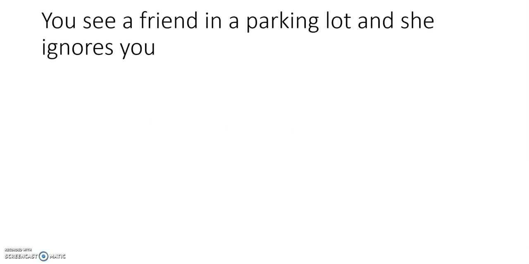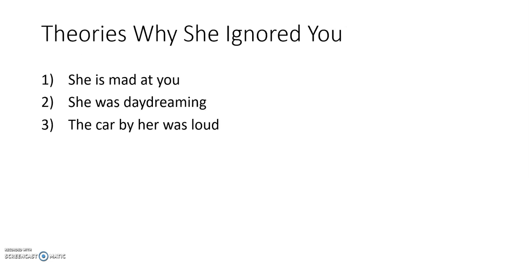So this is an example that I use in my face-to-face classes, which I think helps set this up. Let's say you're walking through a parking lot and you see a friend and you yell, "Hey, friend," and the friend ignores you. In your head, you're probably thinking, why did that person ignore me? Well, when you're trying to figure out why, you're formulating different kinds of theories. You think, oh, maybe she's mad at me, or maybe she was daydreaming, or maybe the car next to her was so noisy that she couldn't hear me.